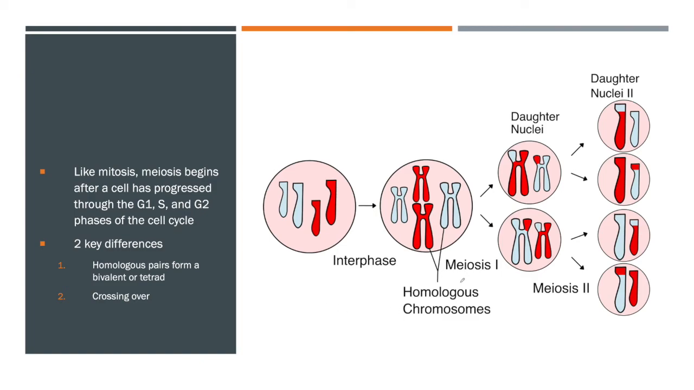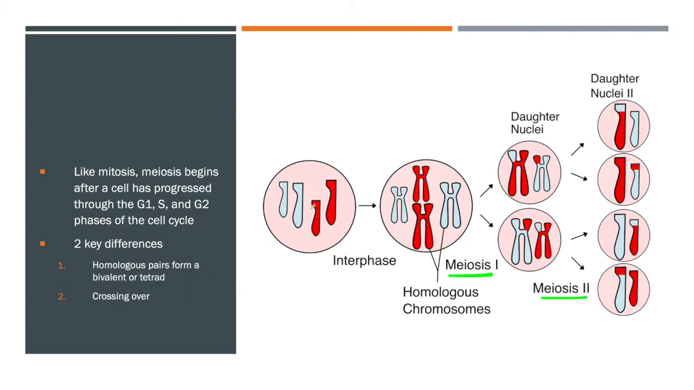So meiosis actually occurs in two stages. It occurs as meiosis 1, which is the initial cell division, giving us two daughter cells. And then those two daughter cells will divide again, and that's meiosis 2. So meiosis 1 is our first round of cell division, and meiosis 2 is our second round of cell division. But meiosis 1 does differ from mitosis in a couple of ways.